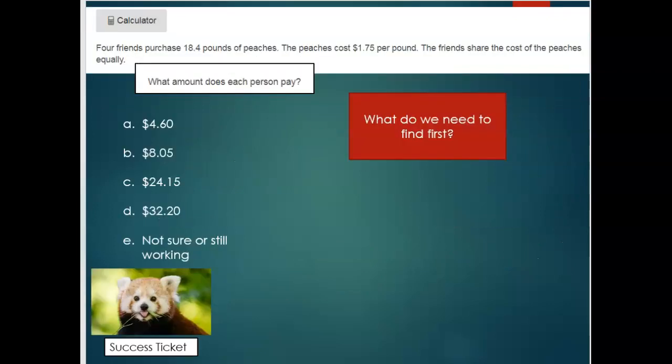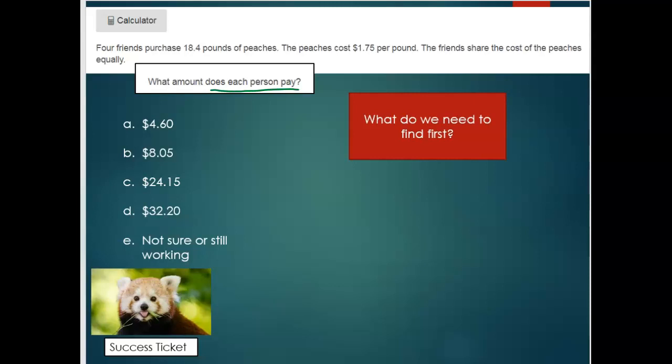Okay, so this next question, we had it set up as a second success ticket that we didn't get to. It's another one where you're allowed to use a calculator. 4 friends purchase 18 4/10 pounds of peaches. The peaches cost $1.75 per pound. Okay. The friends share the cost of the peaches equally. What amount does each person pay?